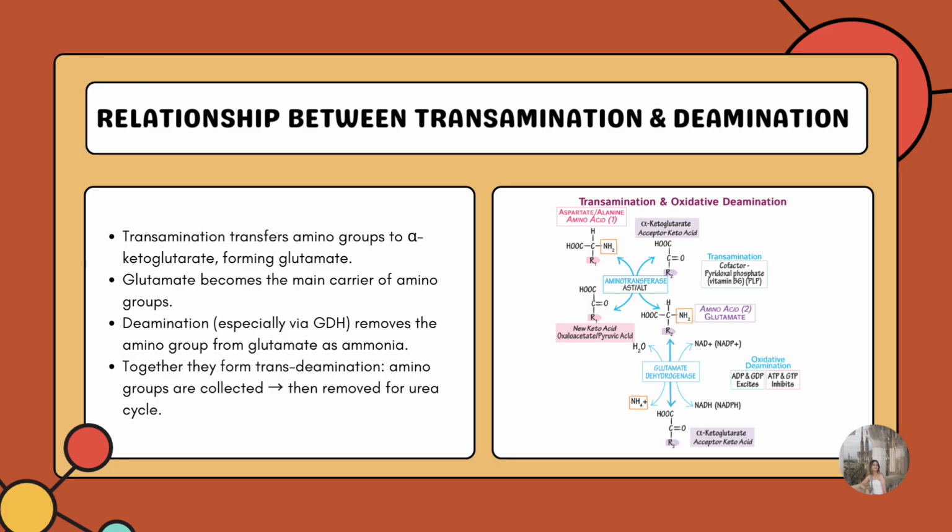Because the amino group is first transferred to glutamate and then removed from glutamate, the two processes work together as a coordinated system, allowing nitrogen to be efficiently transferred, collected, and ultimately excreted.